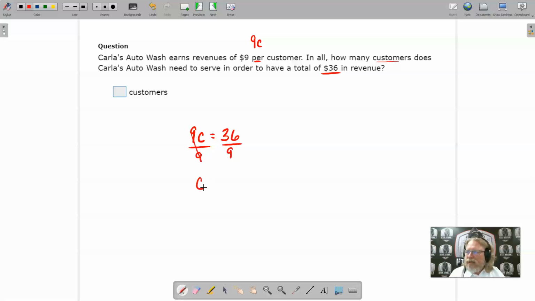The 9's will cancel each other, leaving us with C, and 36 divided by 9 is indeed 4, correct? Yes. So C equals 4, and that would make sense. 2 customers would give her $18, 3 customers would be $27, and 4 customers would be $36. So it does seem to make sense.